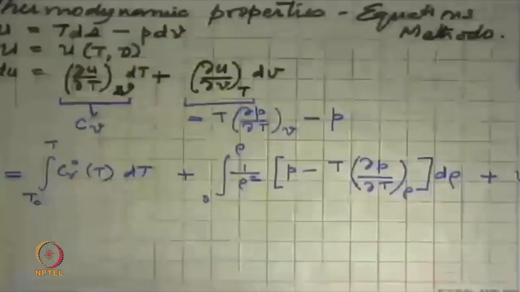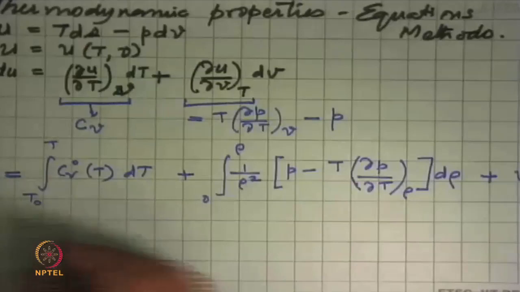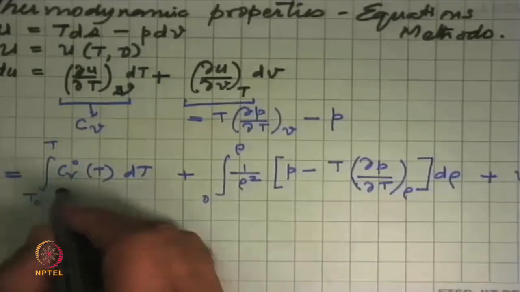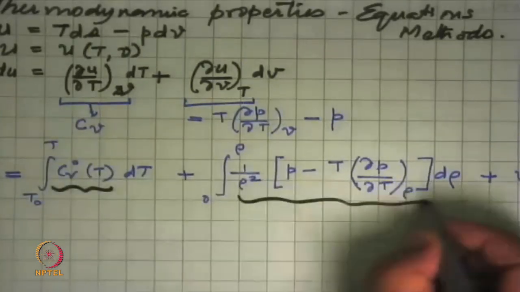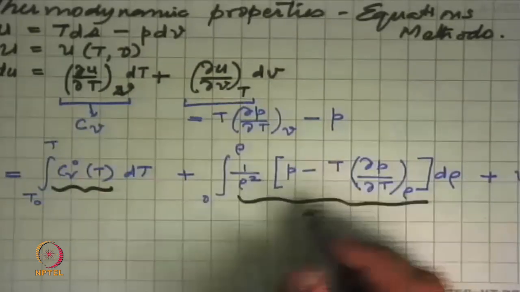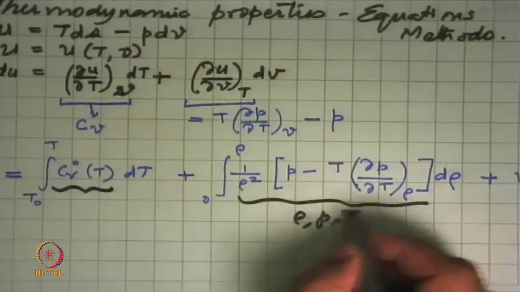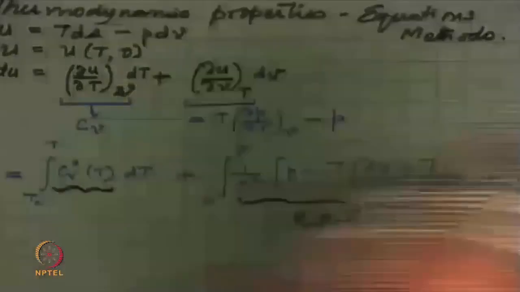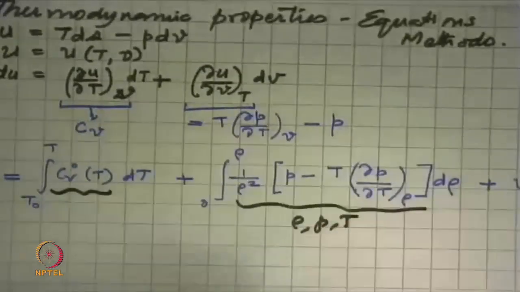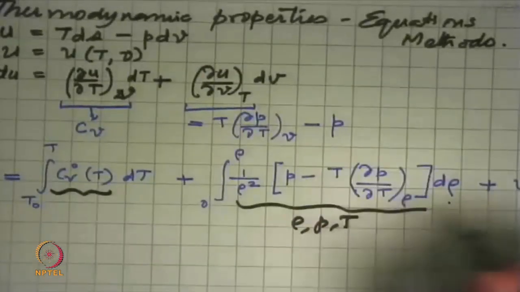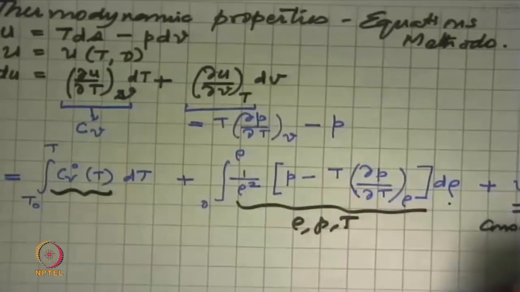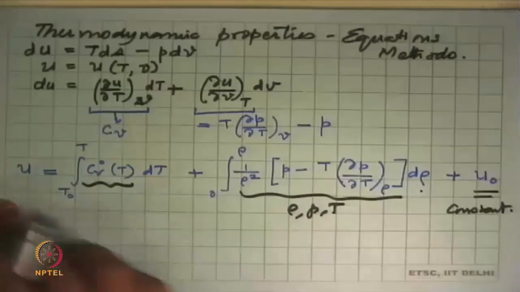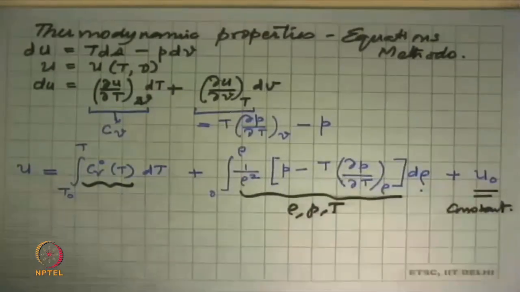Don't worry about what is inside this, but we'll just see what it means. If I want to evaluate U, I need CV0 as a function of T, and I can integrate it with temperature. I have this big expression which involves rho, P and T. So if I have an equation for the PVT relationship, I can put that in and integrate with respect to rho, and this is some constant which is somewhat arbitrary. We can pick what we want. So that's how we do all these operations, and we get U.